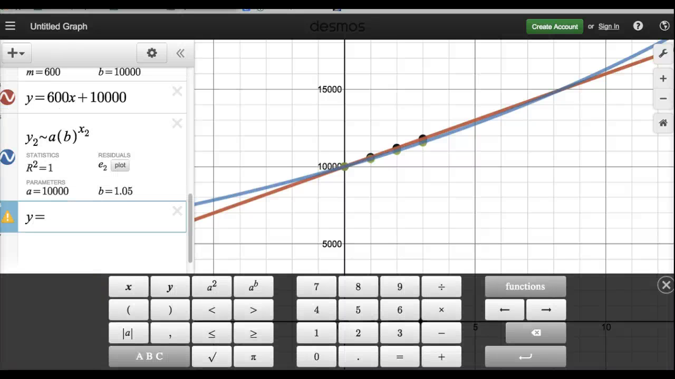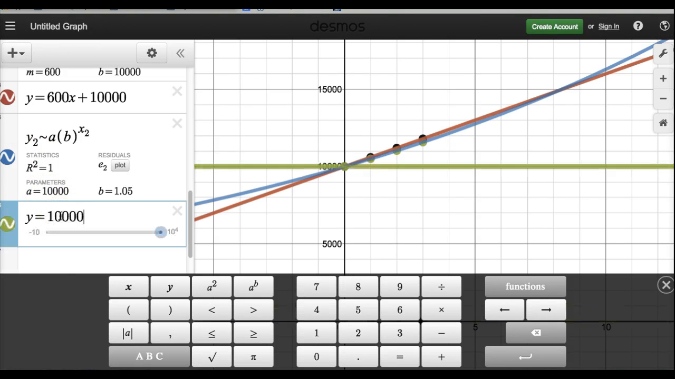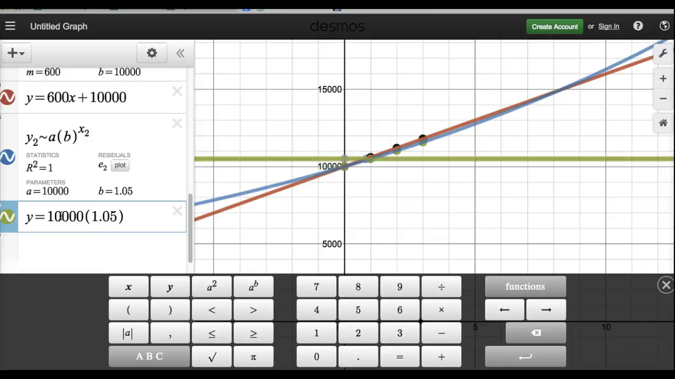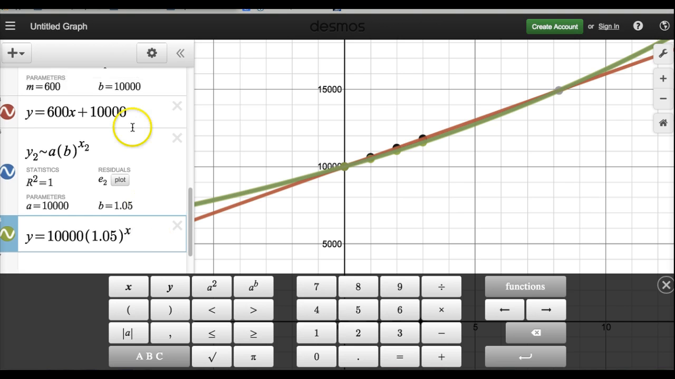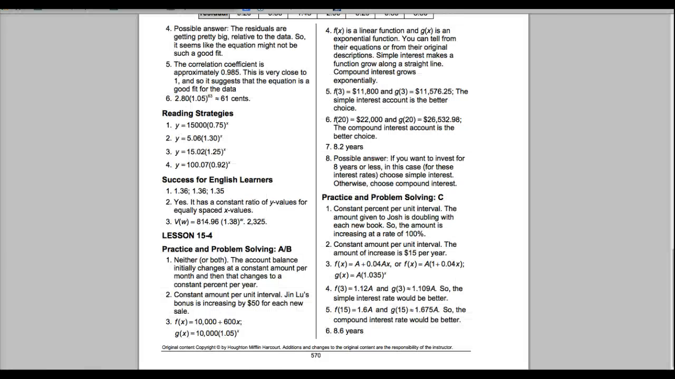Y is equal to, so we're trying to match the blue one, right? A is 10,000, it says. We should already know, right? Because that's the original value. And then B is 1.05. We already knew this, remember? Because we were multiplying by 1.05 every single time, raised to the power of x. And yes, it's a perfect match. So what did we just do? We came up with the two equations, okay? So this is exactly what I want you to do.